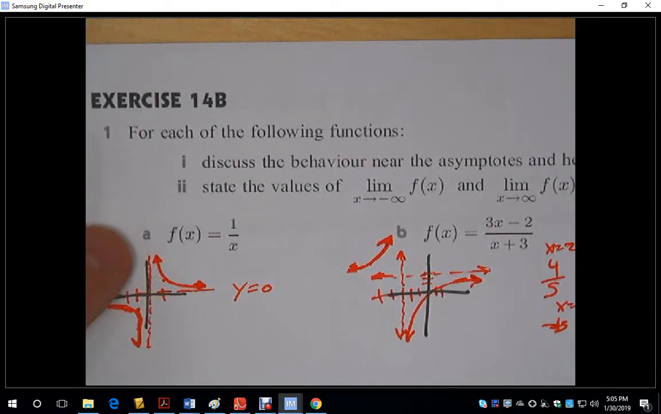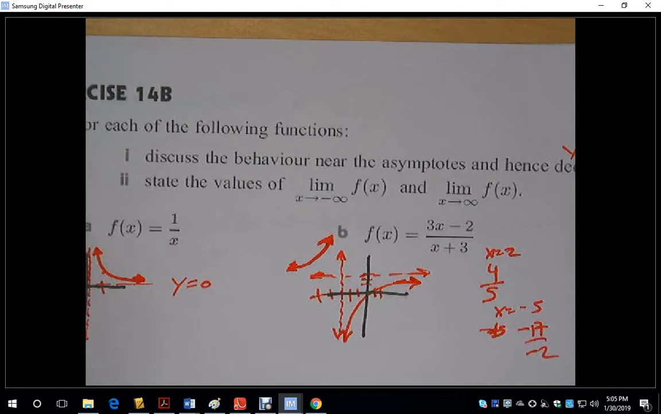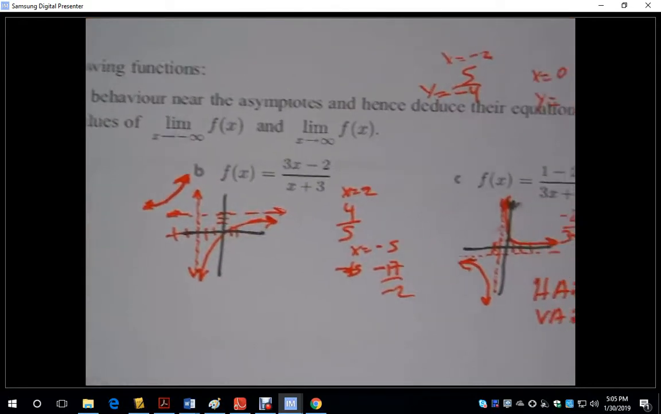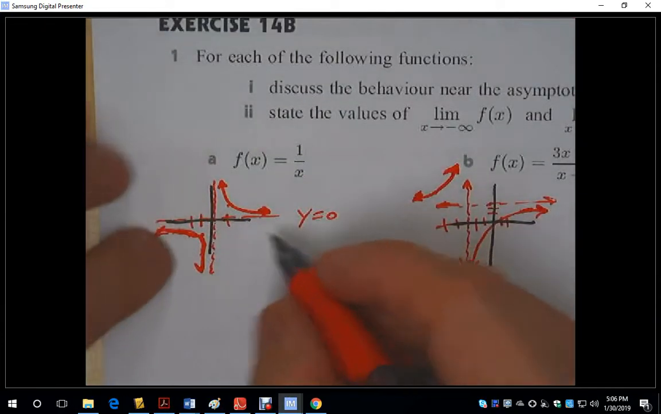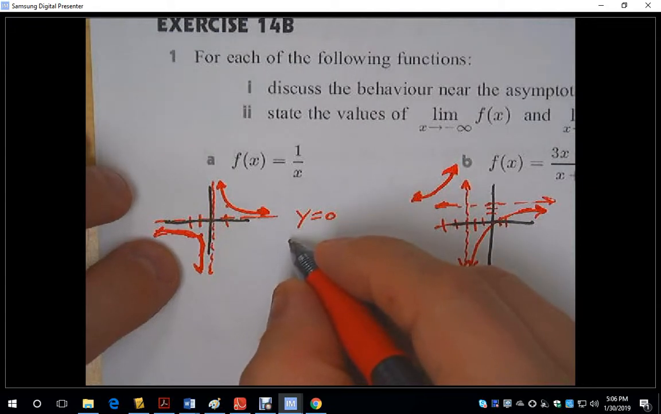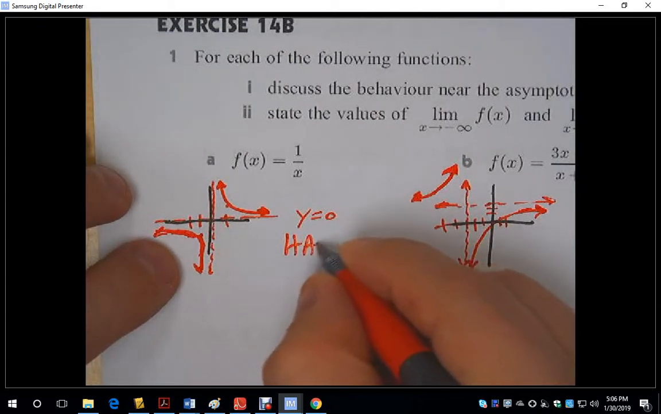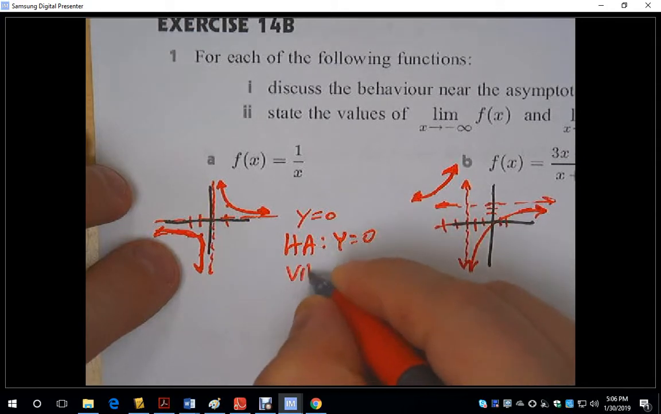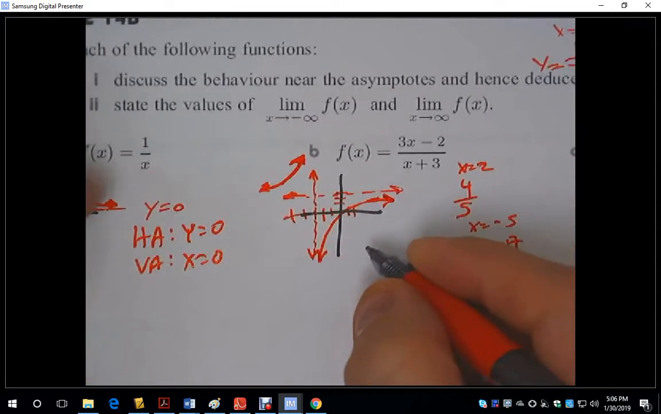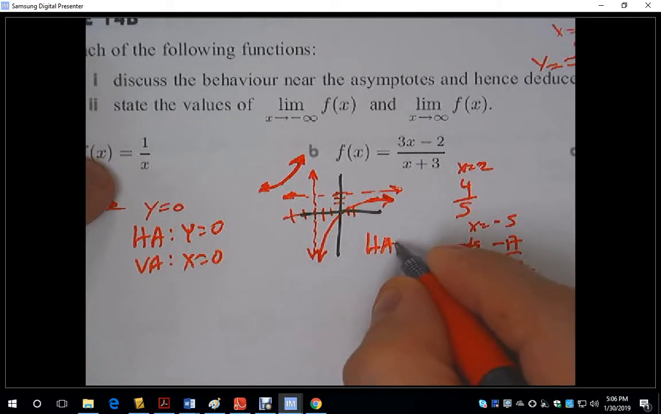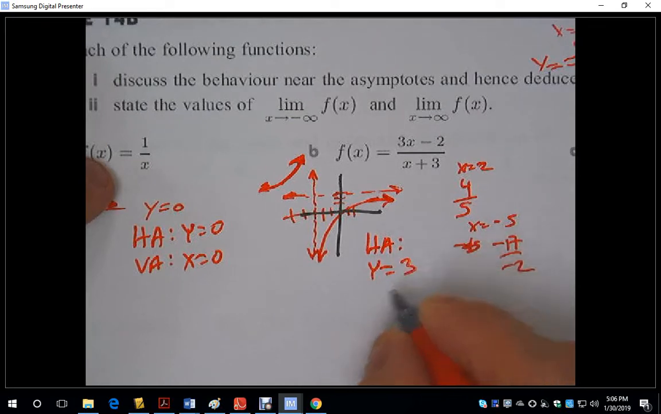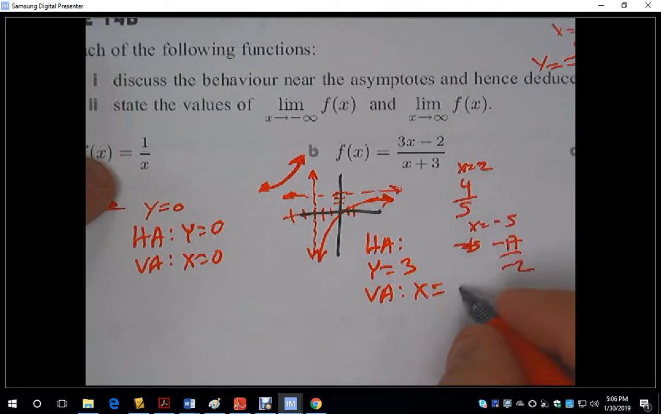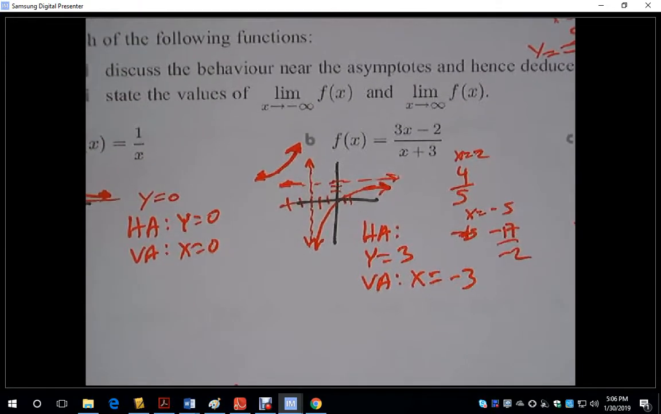It says here, for each of the following functions, I want to discuss the behavior near the asymptotes and hence deduce their equation. Well, I've already deduced their equation, at least for most of these. I still need to explicitly write down what my horizontal asymptote is. It's y equals 0, and my vertical asymptote in this case was x equals 0. In this case, I had a horizontal asymptote at y equals 3, and I had a vertical asymptote at x equals negative 3. So I think I have all of my vertical and horizontal asymptotes defined now.